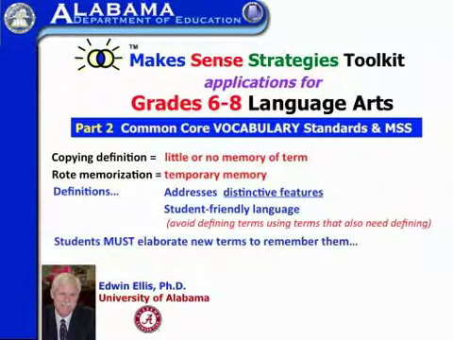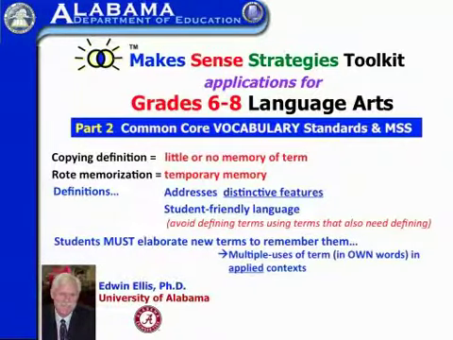Some key things really have to happen if students are going to remember new terms, and the most important is they have to elaborate the new term in some way. Now, elaborations are things like using the term in their own language, in their own words, in applied contexts, and that has to be done multiple times, like around 15 different times if that term is going to stick. And so the key thing is in your own words in applied contexts.